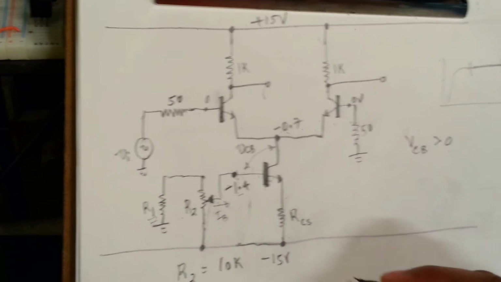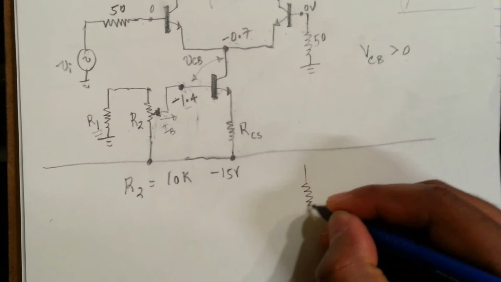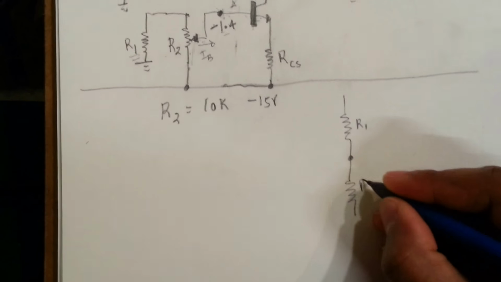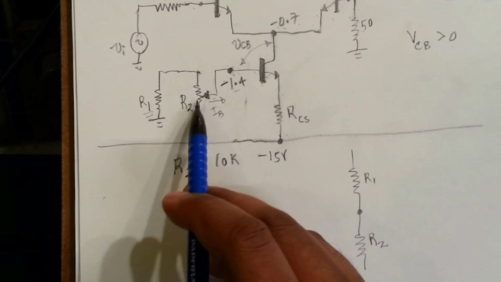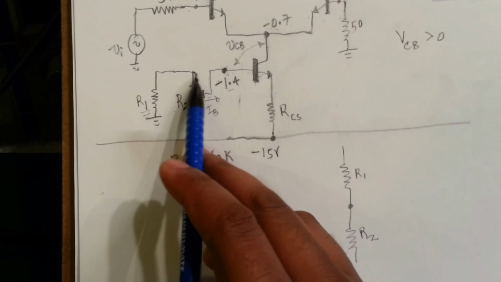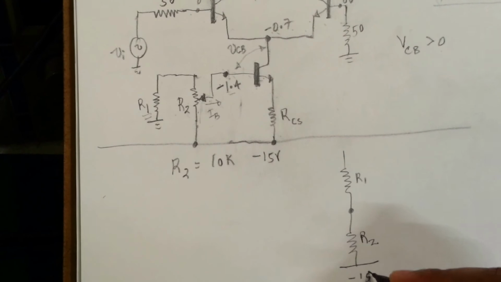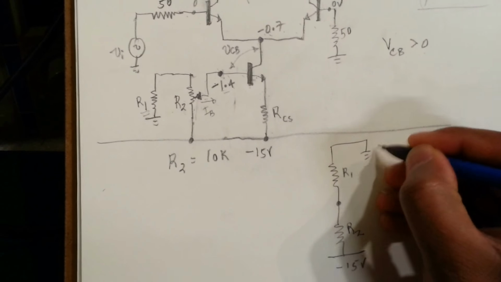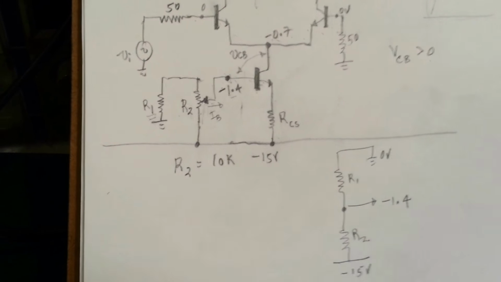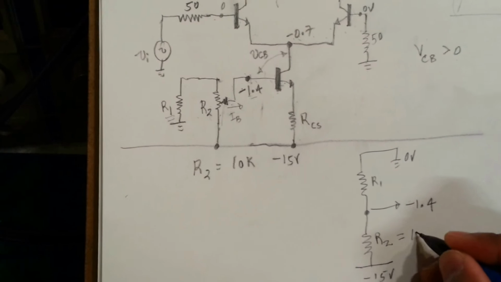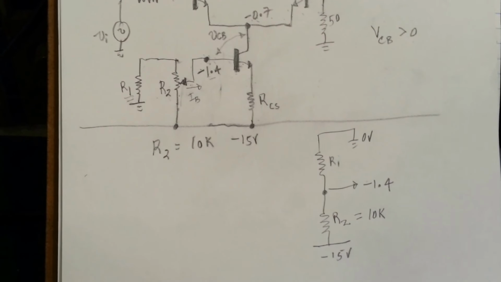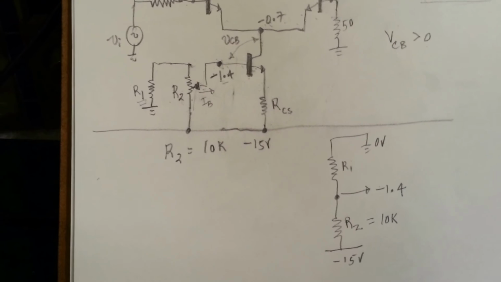So by voltage divider, what do we have? We have these two resistors like this. We have R1 here. We have R2, which is this potentiometer, the tapped leg being all the way to here. And we have minus 15 volts here, and we have 0 volts here. What do we want as an output? We want minus 1.4. We said that we know R2 is 10K, so we can easily design R1. We know R1 easily from the voltage divider. So I'll quickly calculate that and tell you what the value is.